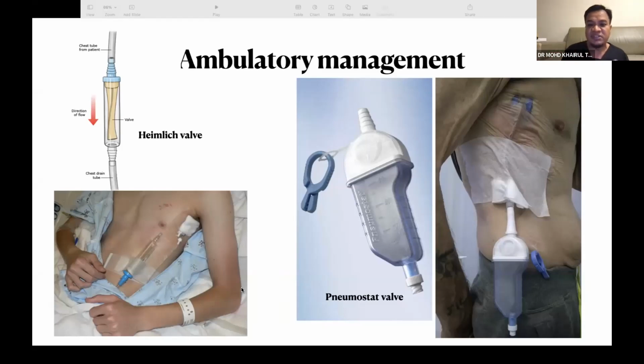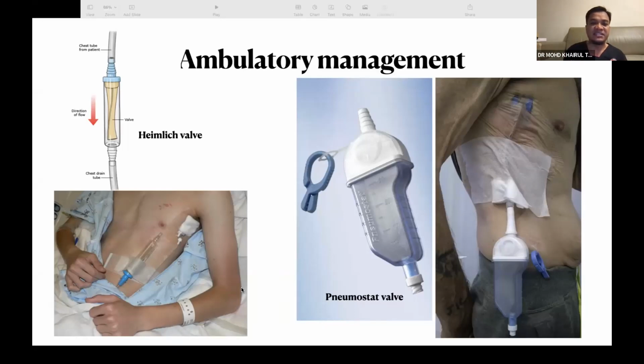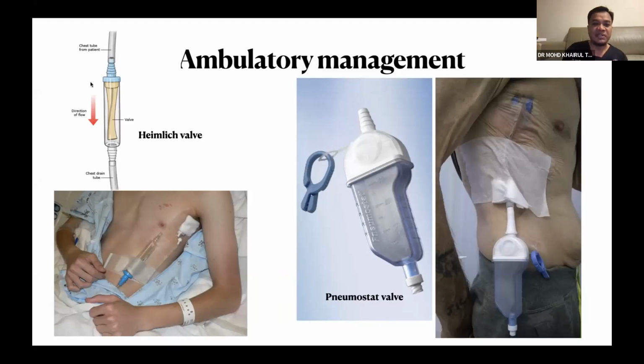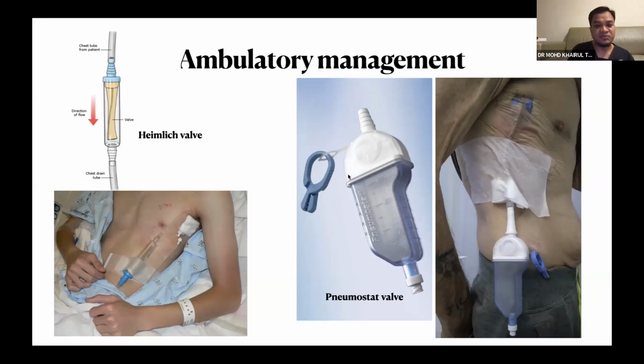If the patient is keen for the ambulatory option, the available methods that we have here, the first one is the Heimlich valve. It comes as a small tube with a valve. You just connect it to the chest tube or chest drain that you insert. We also have another one called the pneumostat valve. The biggest advantage of the pneumostat valve is it has a canister to collect effusion as well, because some patients, even though they have a pneumothorax, sometimes have a small effusion. So this pneumostat valve can help to collect this effusion as well.